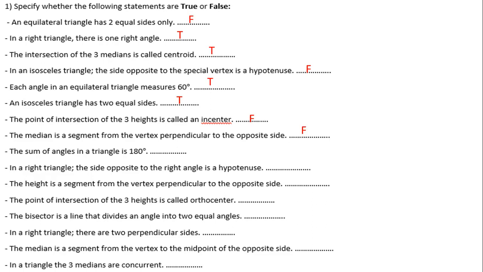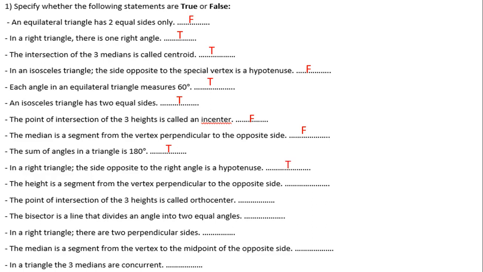Now, Carlo, the sum of angles in a triangle is 180 degrees. True or false? True. Of course, true. In a right triangle, the side opposite to the right angle is a hypotenuse, Adam. True or false? True.